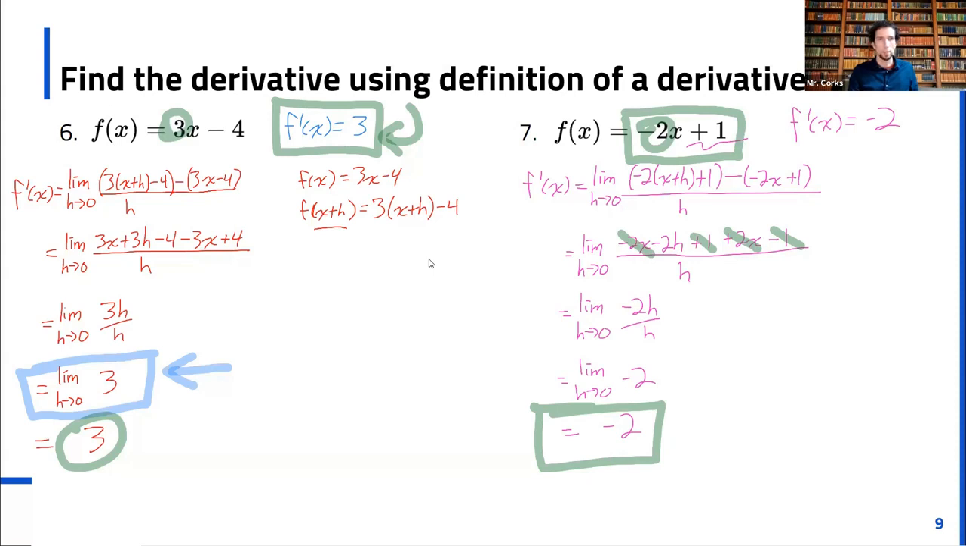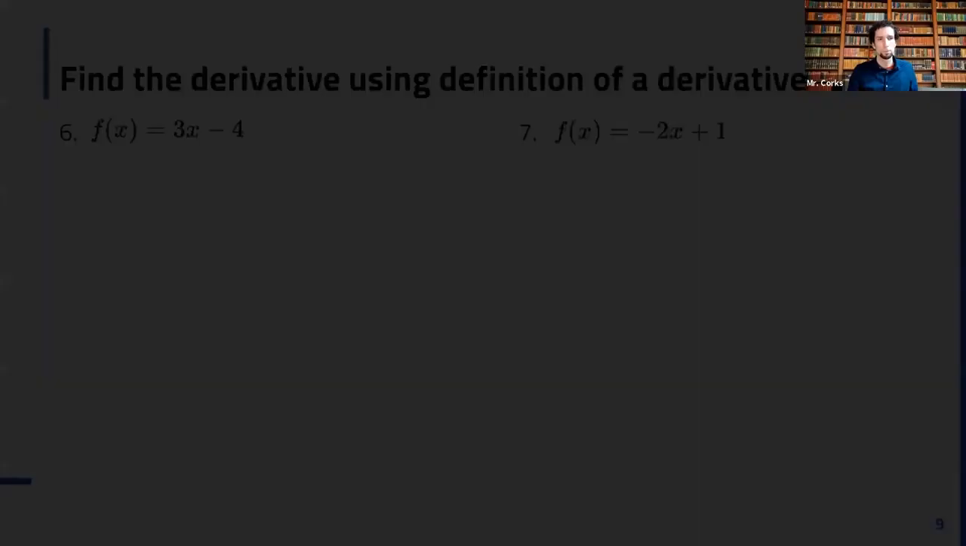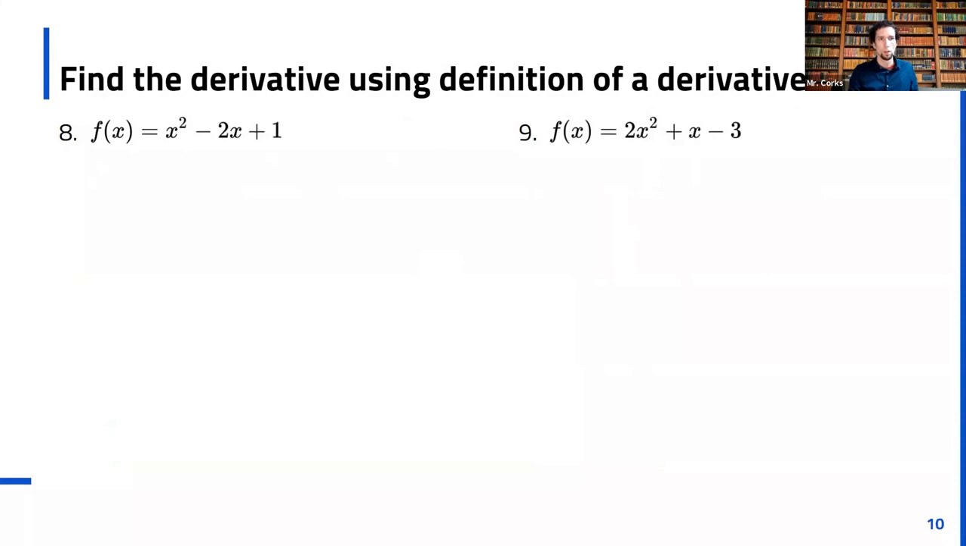Okay, next pair of questions. Let's do this one on the left here first. So again, using our shortcut power rule, if we remember it, what should our derivative be equal to? 2x minus 2.